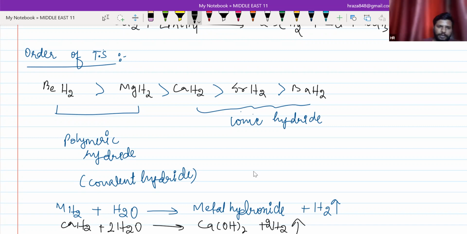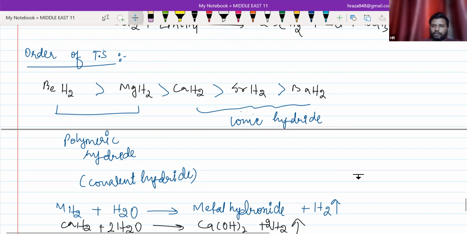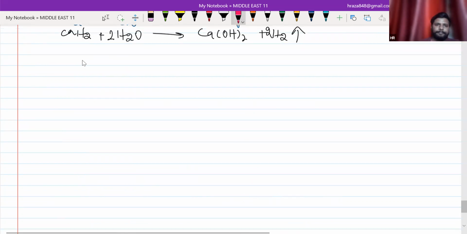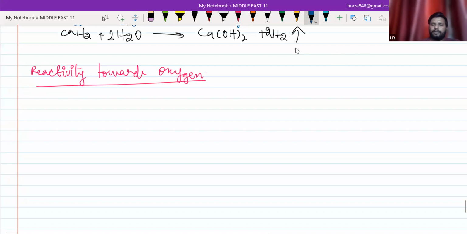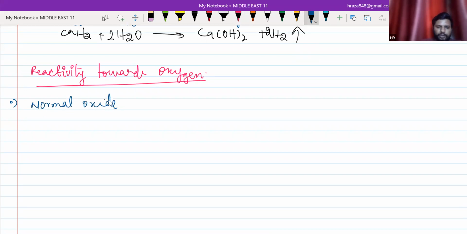Very good. Now, the reactivity towards oxygen. So basically, there are three types of oxide. The first one is simple oxide, the second one is peroxide, and the third is superoxide. So normal oxide, in which oxygen has a charge of -2. That means it will take 2 electrons.